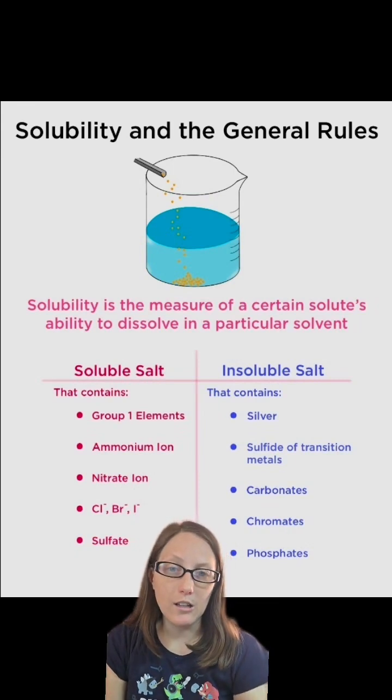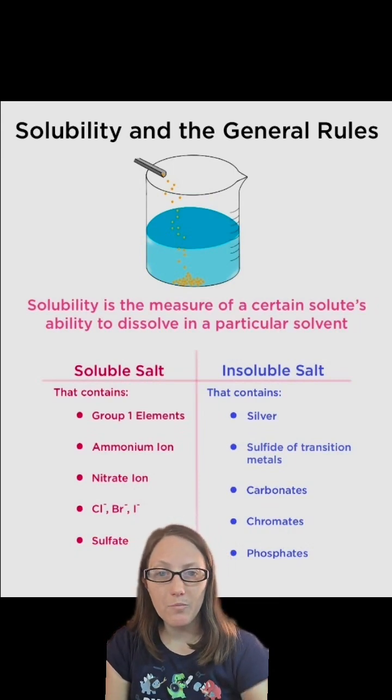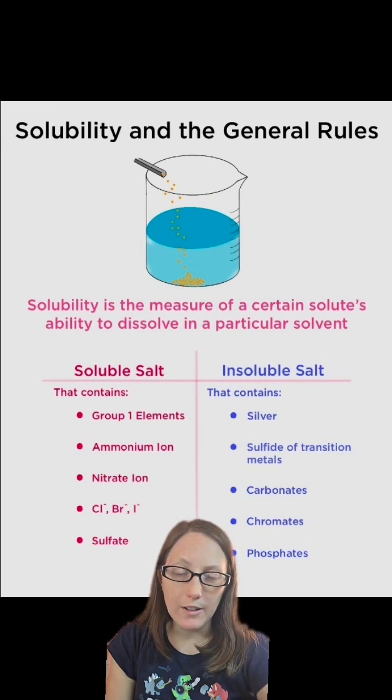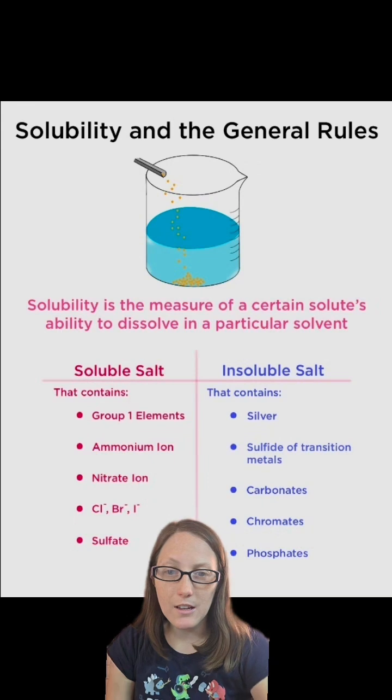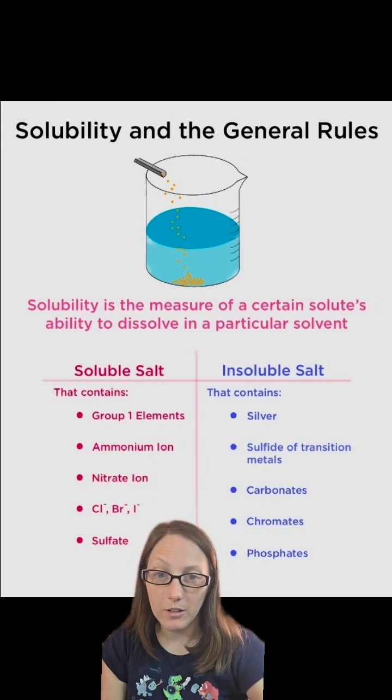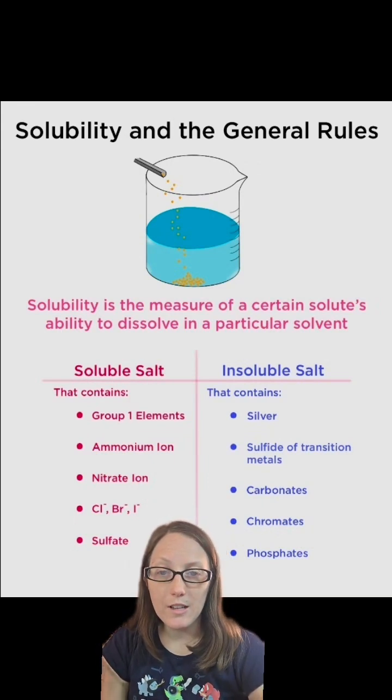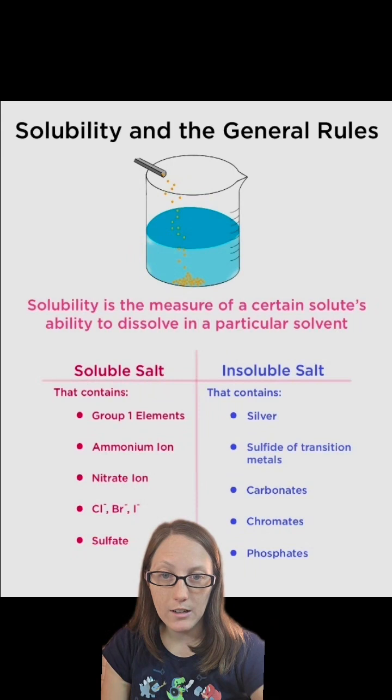And then insoluble things are things like silver, sulfides of transition metals, carbonates, chromates, and phosphates. So these are all things that can make minerals. So if you have minerals that have these pieces, you could tell whether they're going to dissolve or not because of the pieces that are in them.